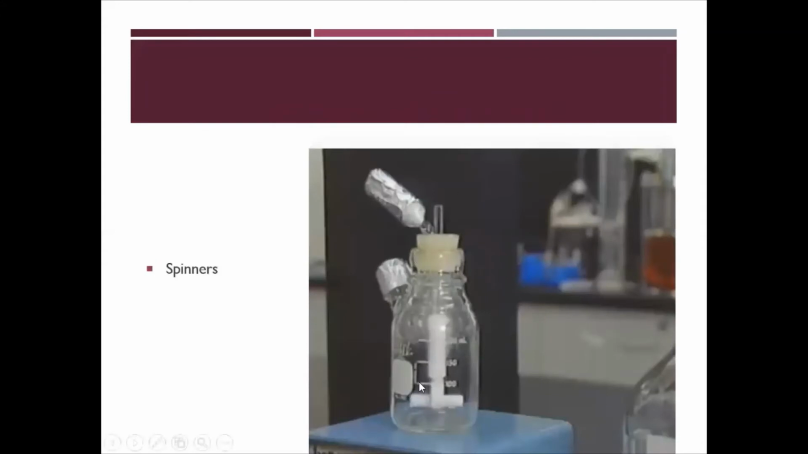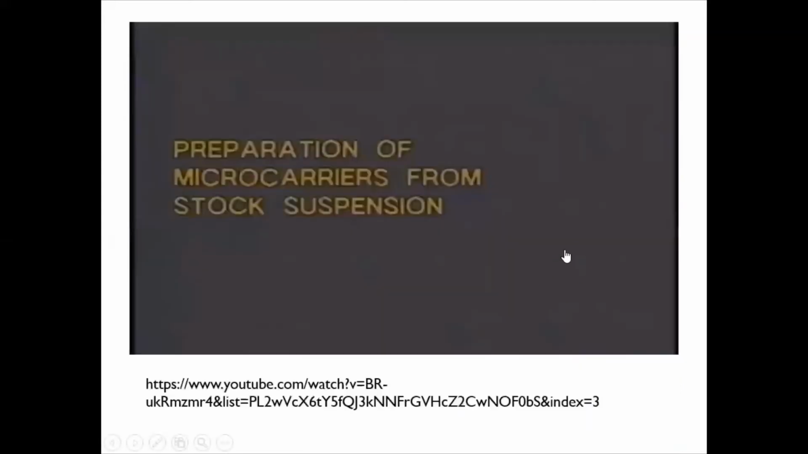So this is how your spinners look like. Can you see over here the stirrer is there? So slowly you need to carry out. This we are doing at the lab level. I'm not having any big images as such for the large scale. Now this is one video where you can see how the microcarriers are made. So just go through this video.